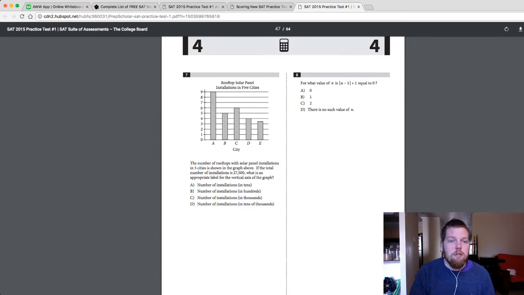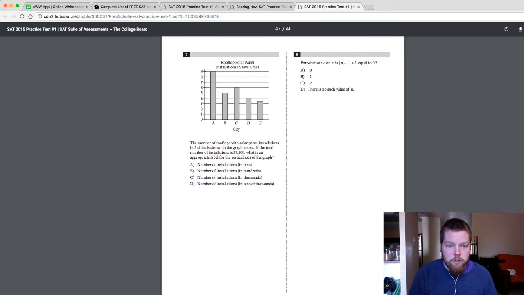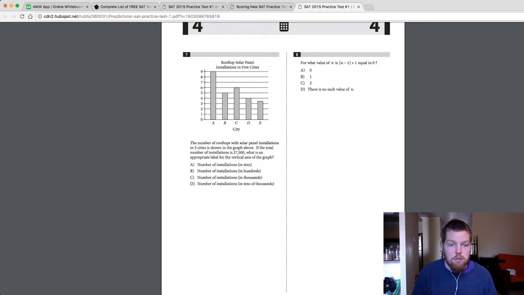All right, number 7. The number of rooftops with solar panel installations in 5 cities is shown in the graph above. If the total number of installations is 27,500, what is an appropriate label for the vertical axis of the graph? So if the total number of installations is 27,500, let's see here.